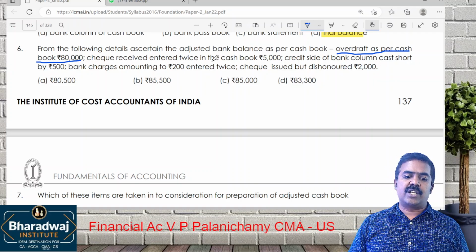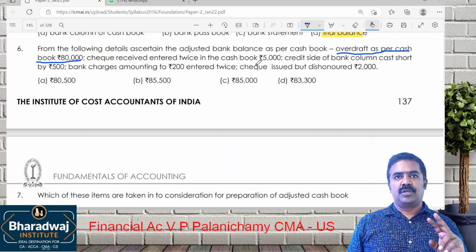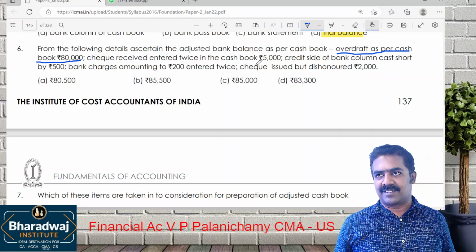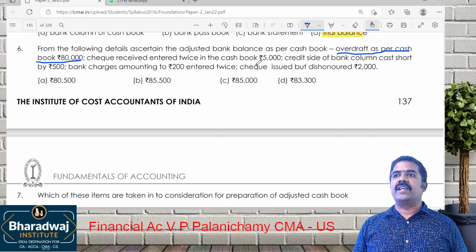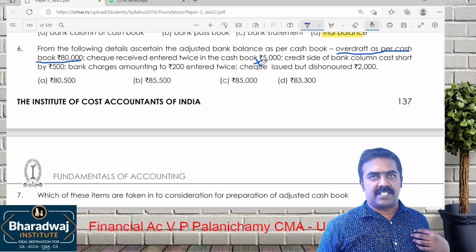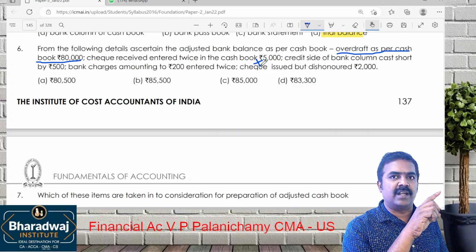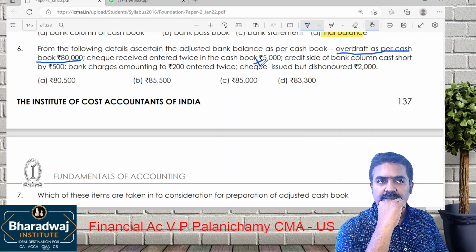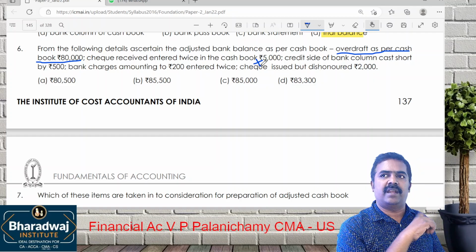Checks received entered twice in the cash book. We have added twice, but the bank would have added only once. What should we do? Normally we should reduce it one time, but since OD is the starting point, add 5,000. Once again, we received a check and added twice, but the bank added only once. Normal would be to minus one time, but since OD is a starting point, add.